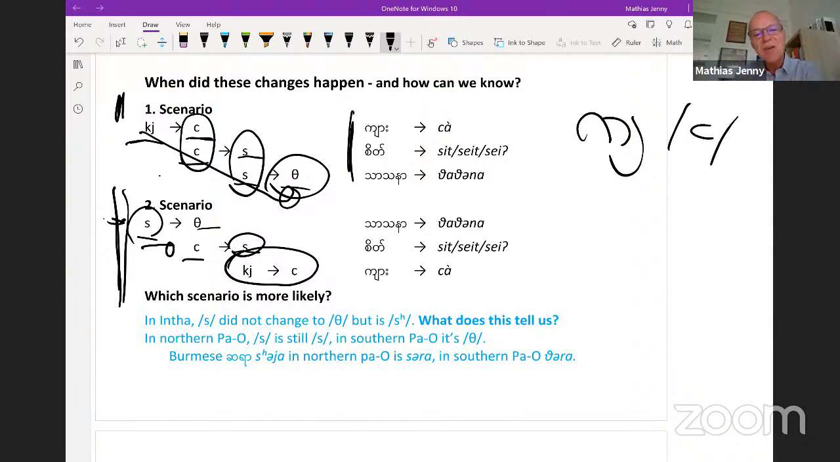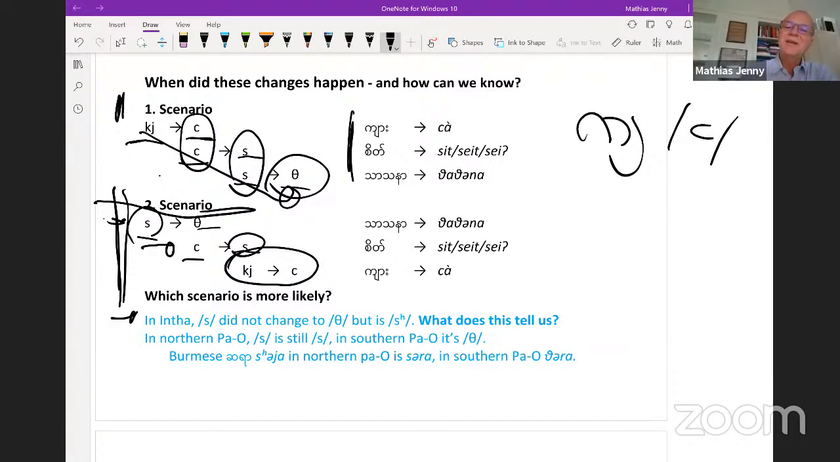Also, we can say something about the spread of Burmese, because in Inta, as I said, sa did not change to tha. That means Inta was separated from standard Burmese at some point before this first change happened. It's not likely that Inta changed sa to tha and then back to sa again. Of course, this could happen, but it's not very likely.